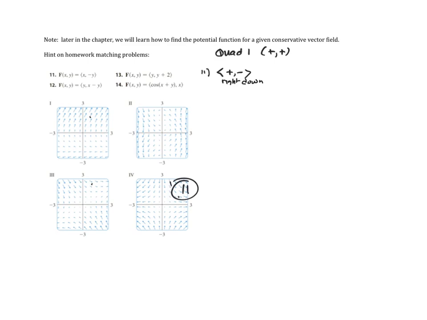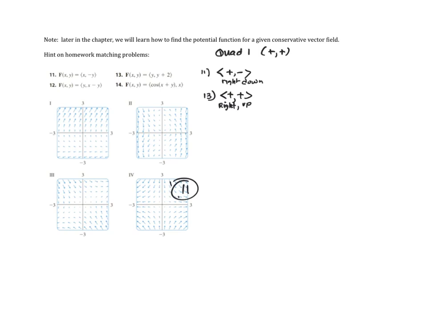As I said, this is not the only way to do it. Let me look at number 13. That's y and y plus 2. When we're in quadrant 1, y is positive. So positive, positive. Our outcome vector would be something positive, positive, which means positive x direction, which means right. Positive y direction means up. So in the first quadrant, we have to have all our vectors pointing upwards and to the right.